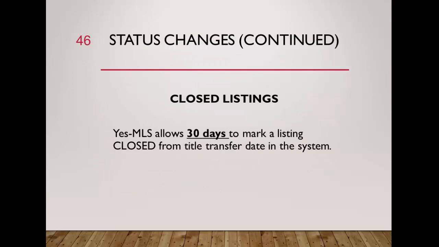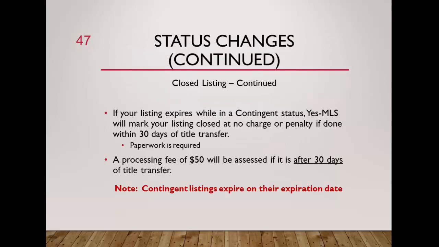As mentioned earlier, you have one status that is longer than the 48 hours. We allow 30 days after title transfer to mark a listing sold. And it's important to remember that listings that are in the contingent status will expire on their expiration date, and after they expire, you are not able to make any changes to it.